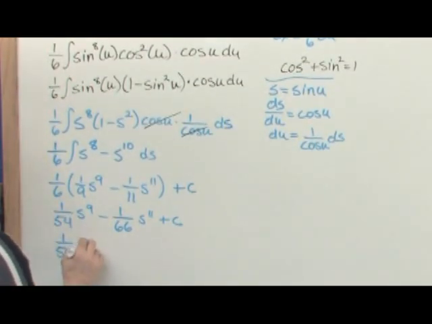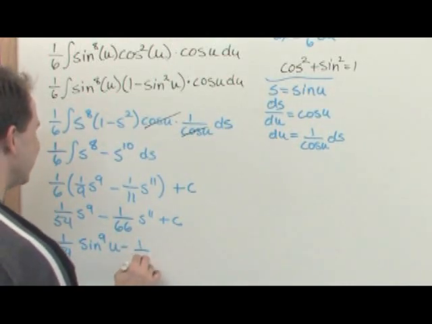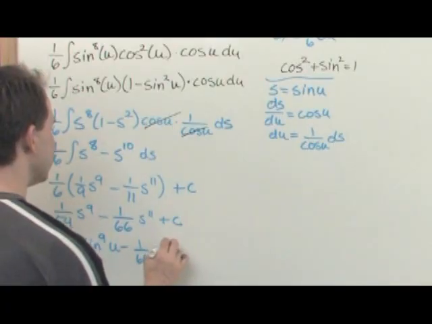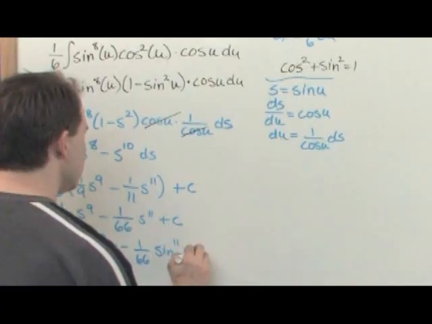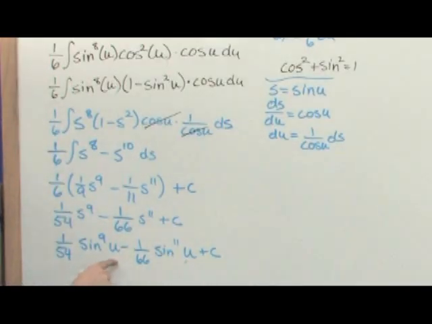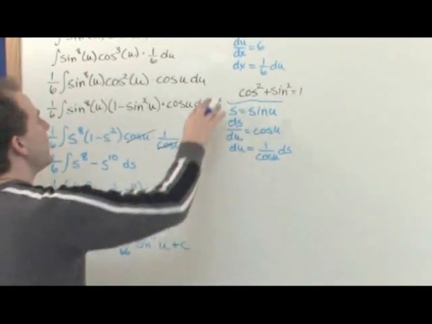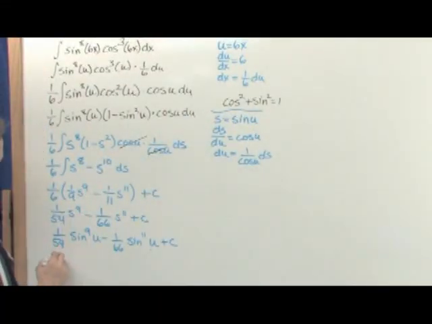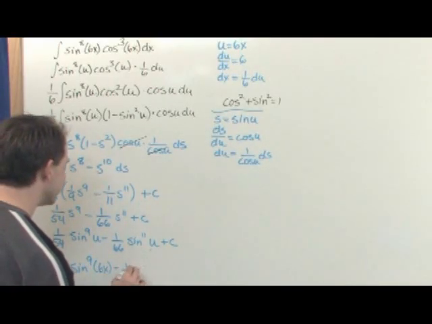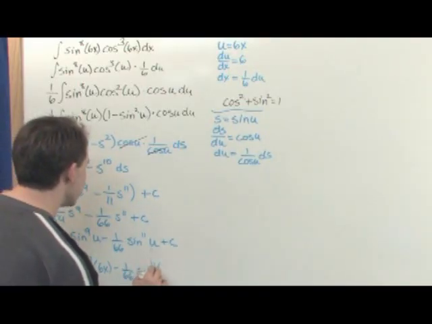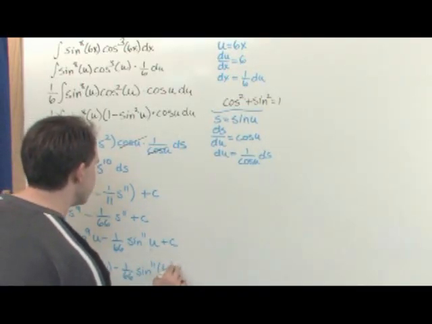S is sine of u, so we have 1 over 54 sine to the 9th power of u minus 1 over 66 sine to the 11th power of u plus a constant. Now we still have our function in terms of u. We go all the way back up to the beginning and we found that u was equal to 6x. So it's 1 over 54 sine to the 9th power of 6x minus 1 over 66 sine to the 11th power of 6x plus a constant.